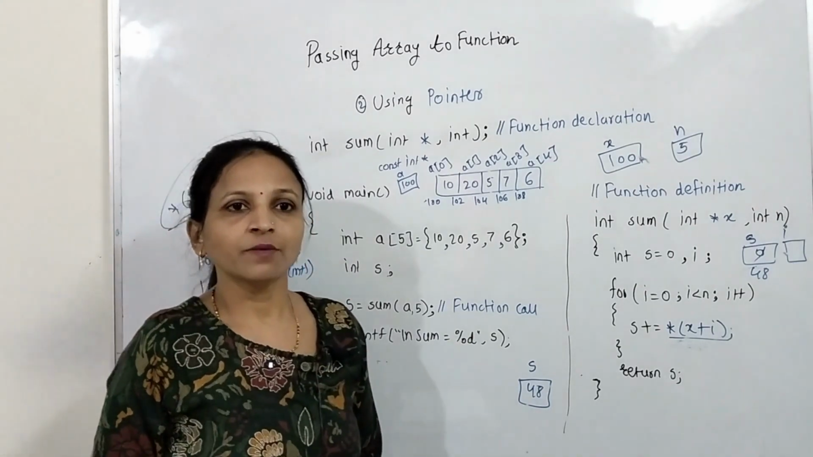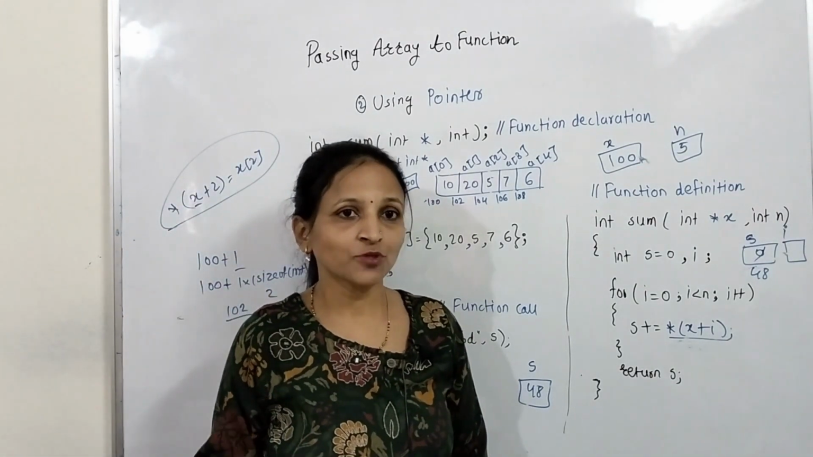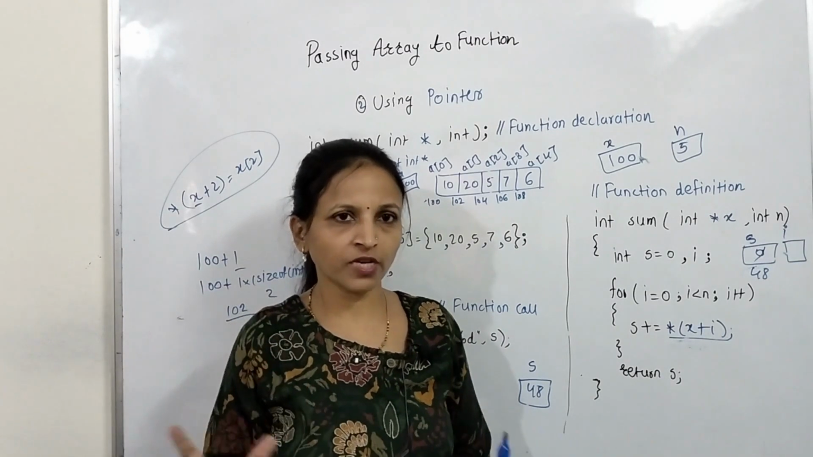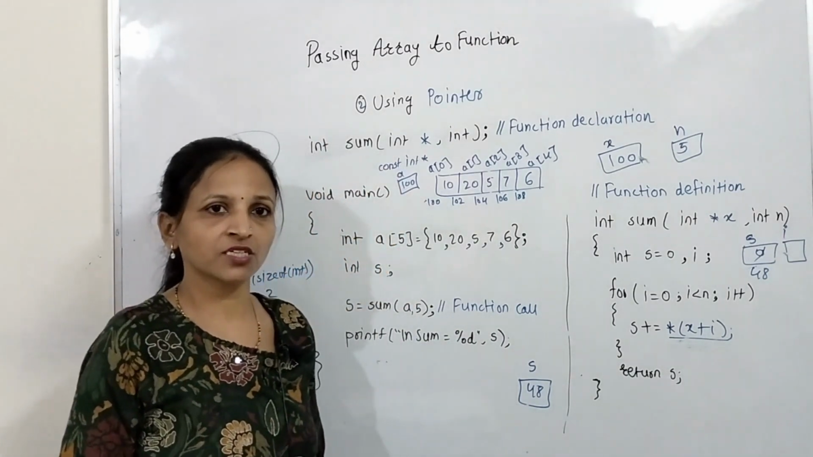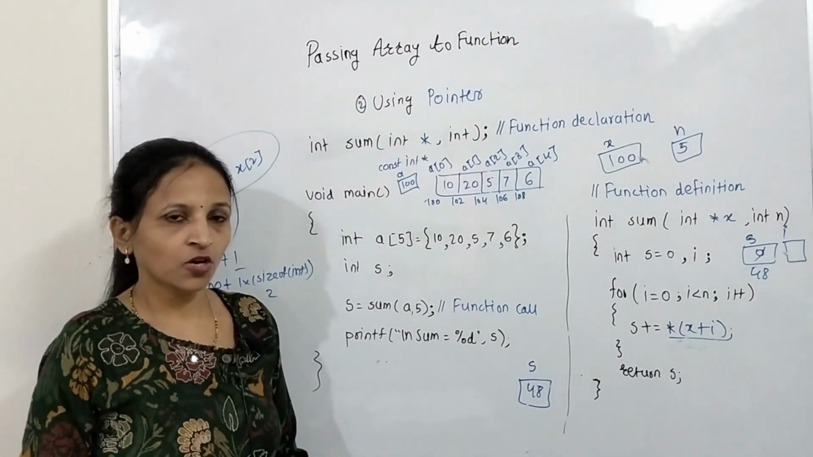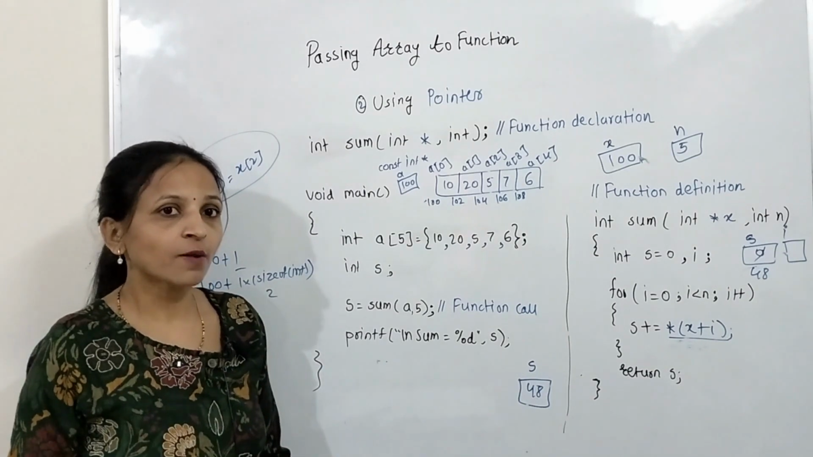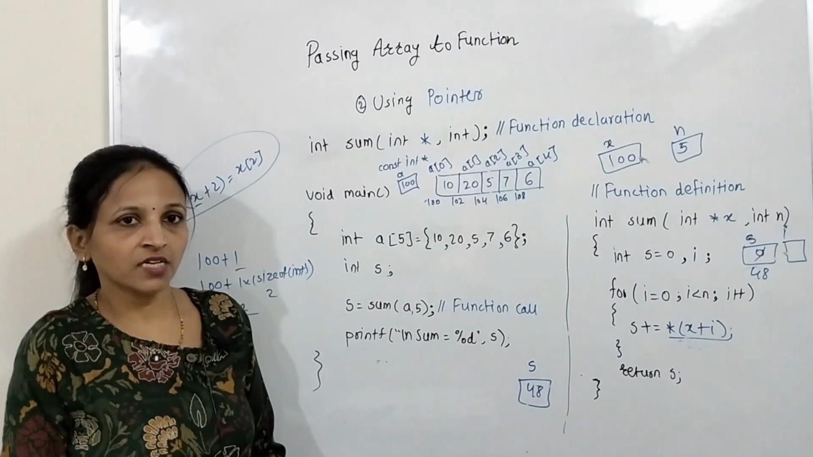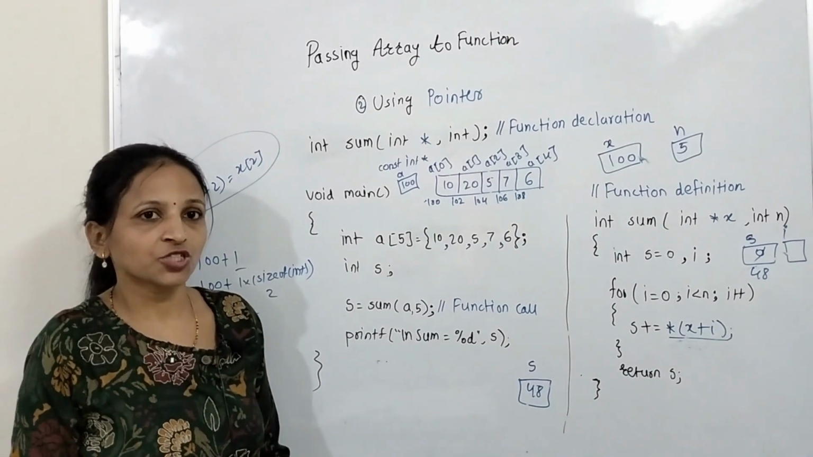Now see the remaining part of this array, that is types of array. There are actually 2 types of arrays, that is one dimensional and multi-dimensional array. All those points and some programs based on the 2-dimensional array I am going to explain in the next session only.